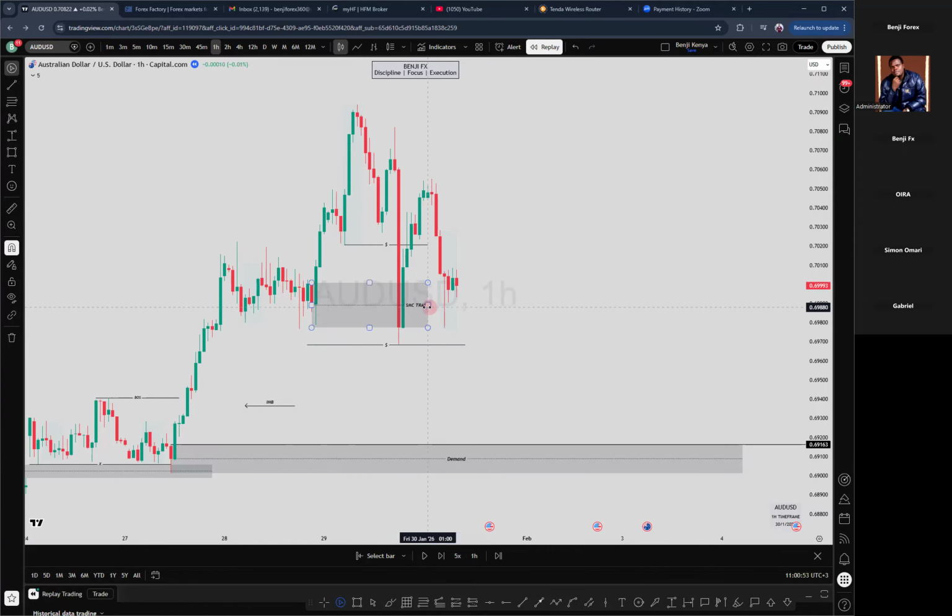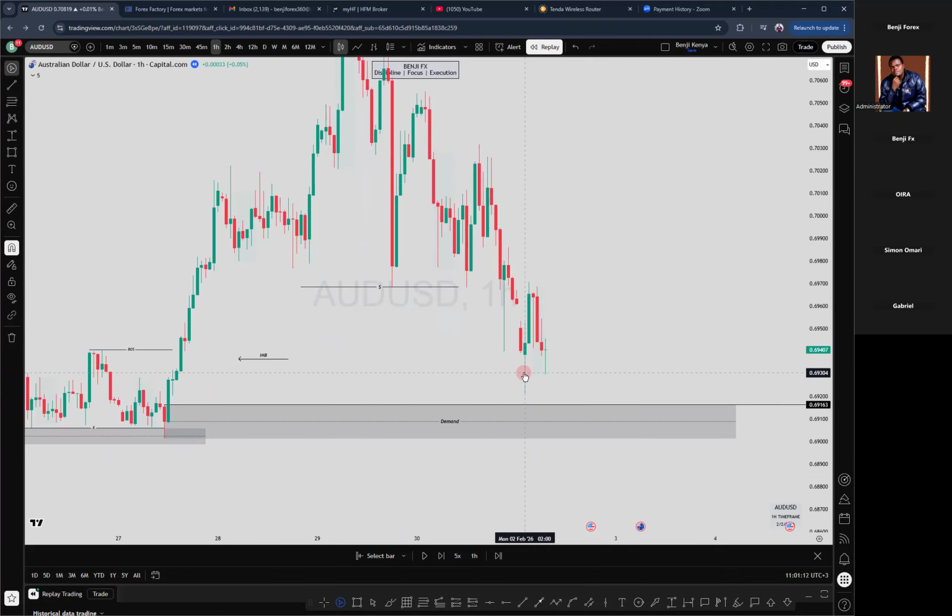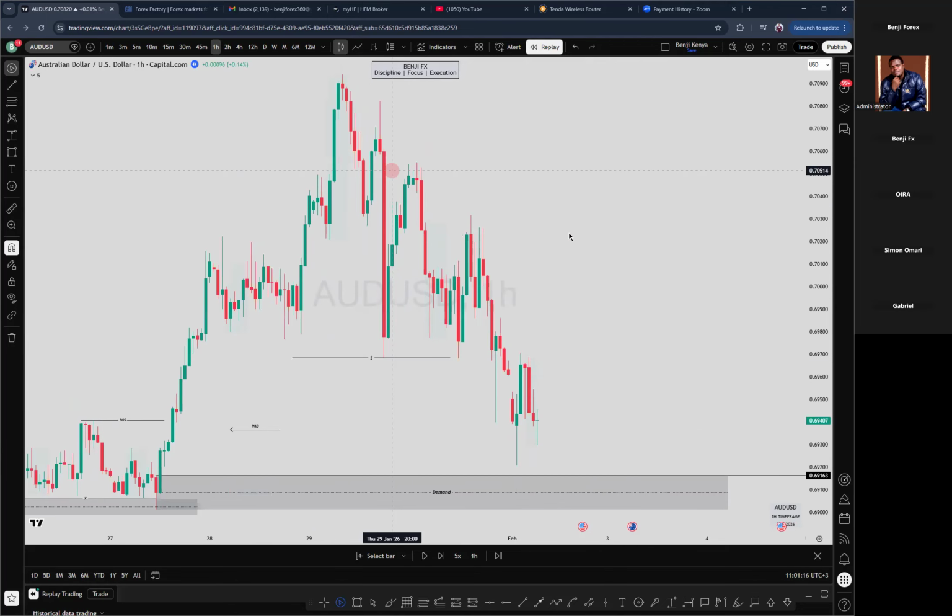So the market is actually creating more liquidity just above our demand area. I want you guys to see what really happened. The market created more liquidity, and this is where things got really interesting. So this is on Monday. Now the following week, the market got into a series of consolidation.